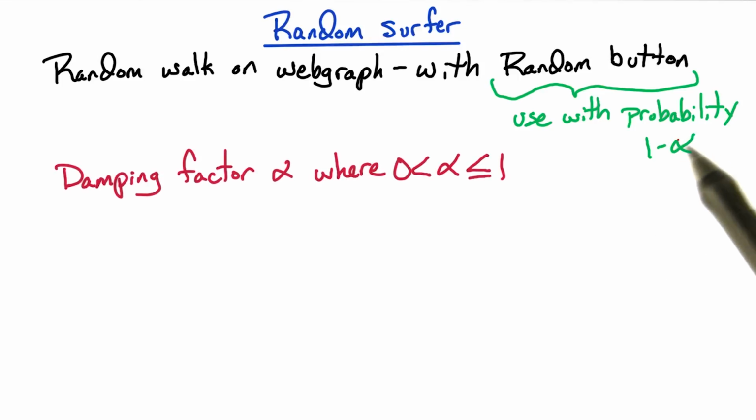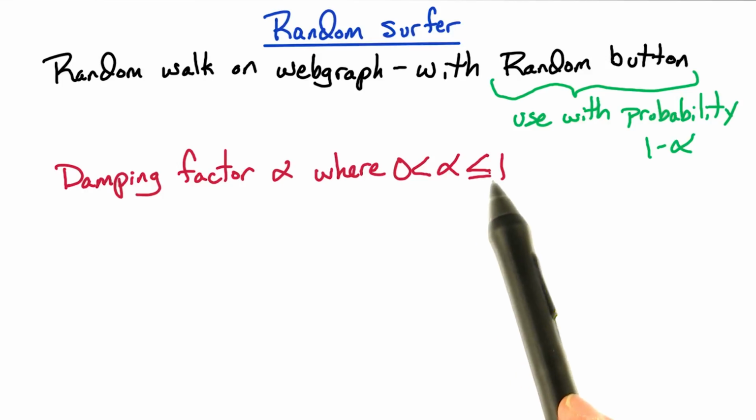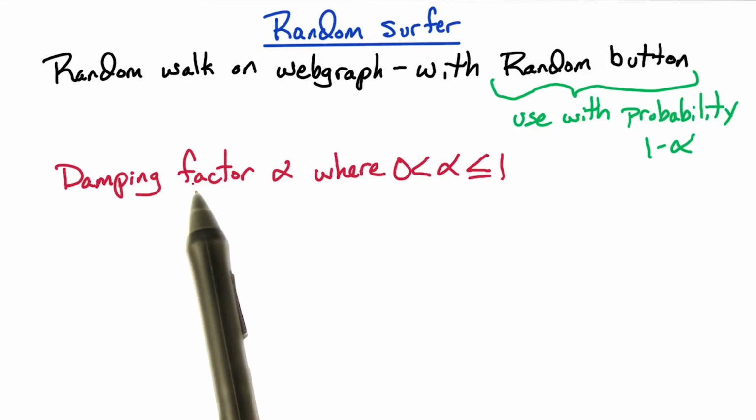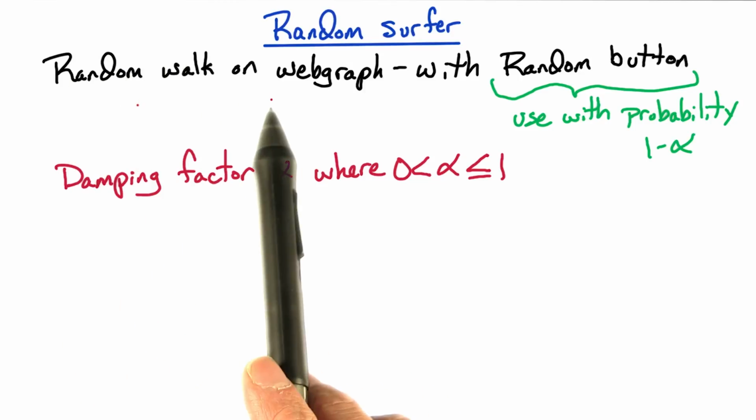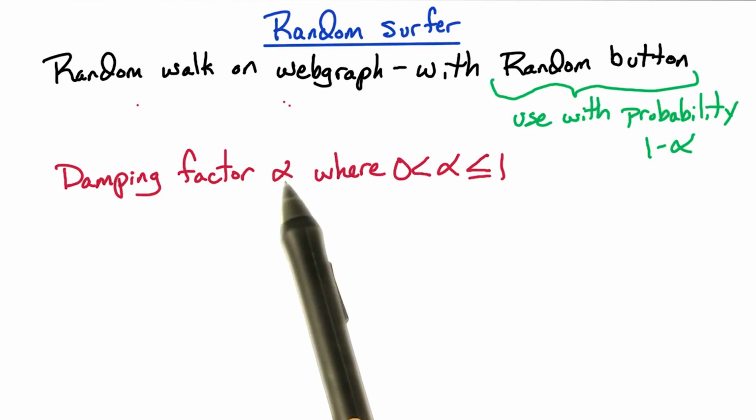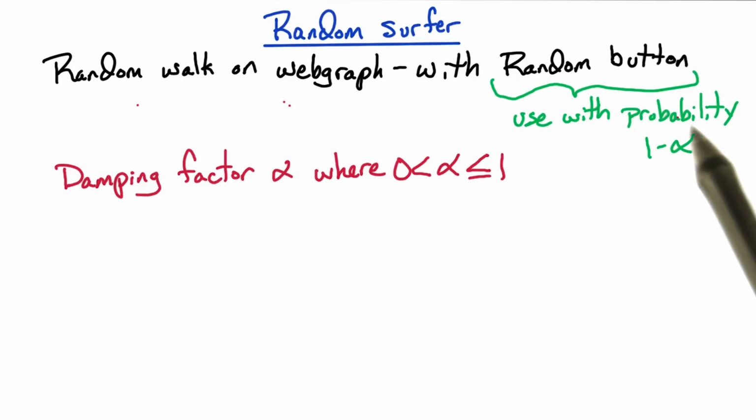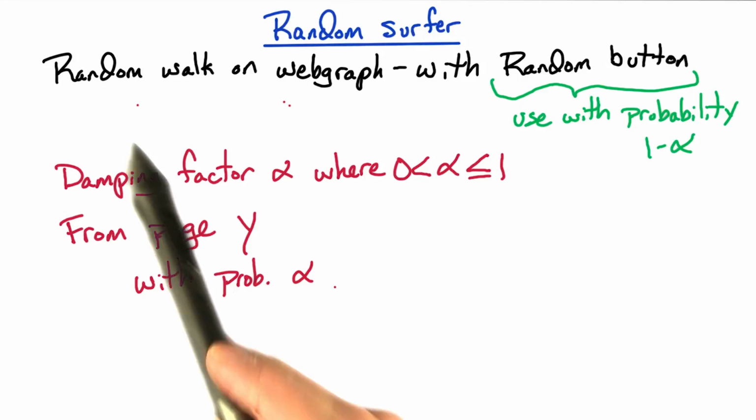So this parameter alpha is called the damping parameter. It's strictly greater than 0, and it's at most 1. Why is it called the damping parameter? Because what we're doing is we're scaling down this original web graph by a factor alpha, and then we're adding in a complete graph of weight 1 minus alpha. So now let's look at our random walk.